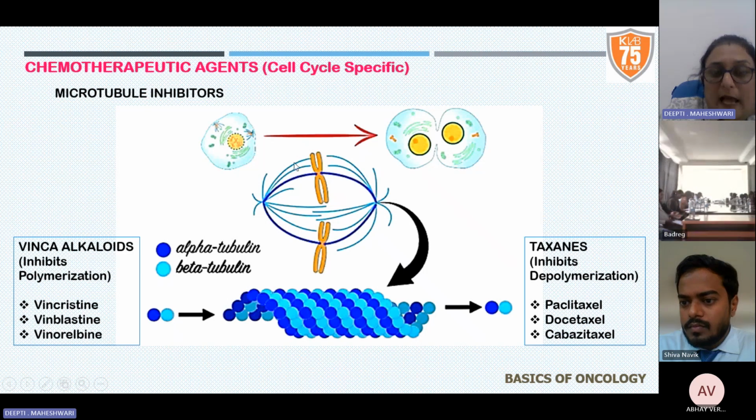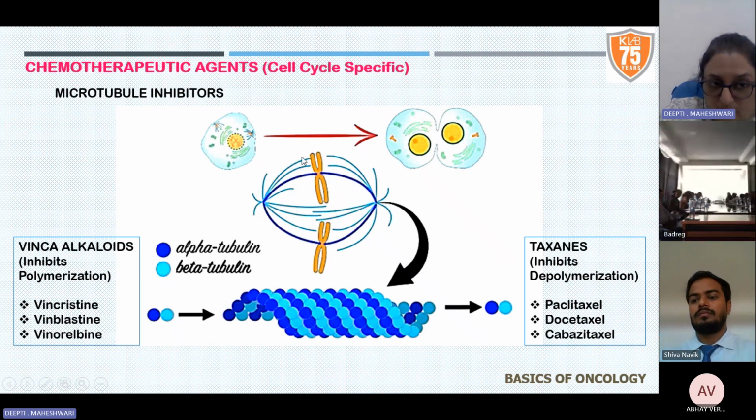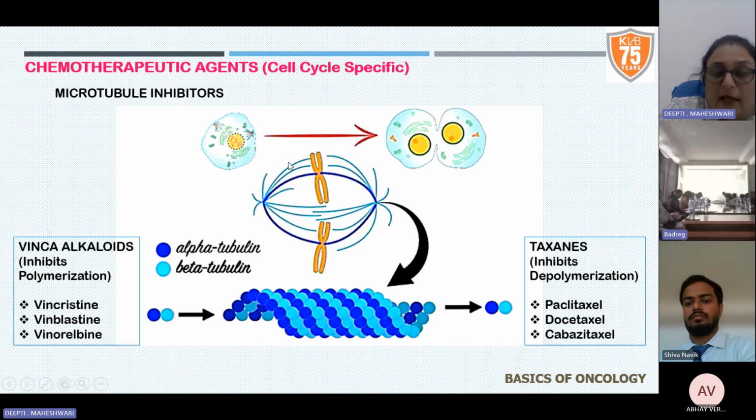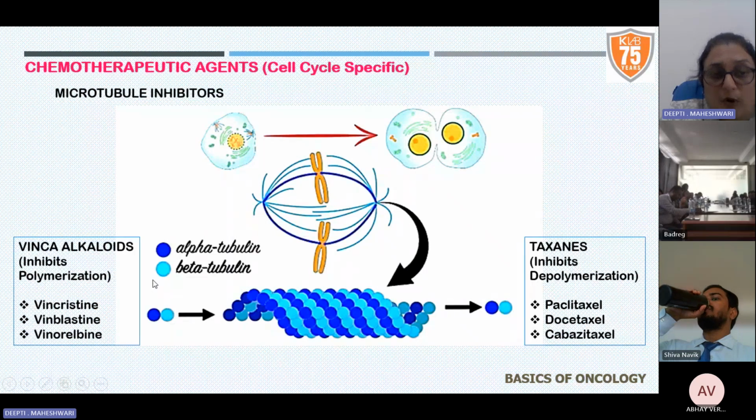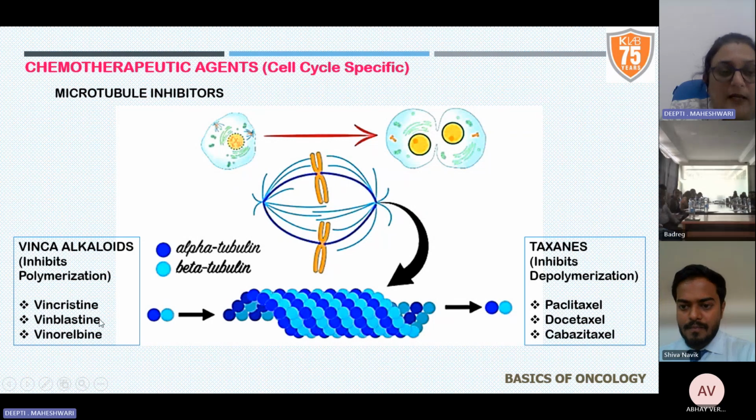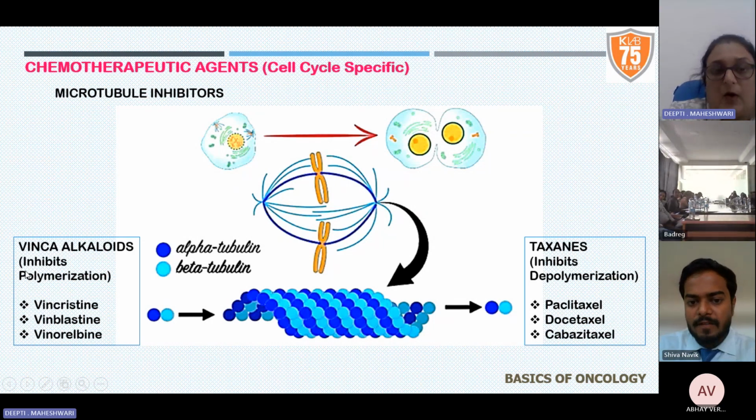They will go and attach themselves here, because of which these mitotic spindles cannot be formed, and they cannot attach themselves to the DNA. So this is how the Vinca alkaloids act. Now, which are the molecules present under Vinca alkaloids? You have vincristine, vinblastine, and vinorelbine. So they inhibit polymerization, the formation of the mitotic spindles, and the molecules classified under these are vincristine, vinblastine, and vinorelbine.